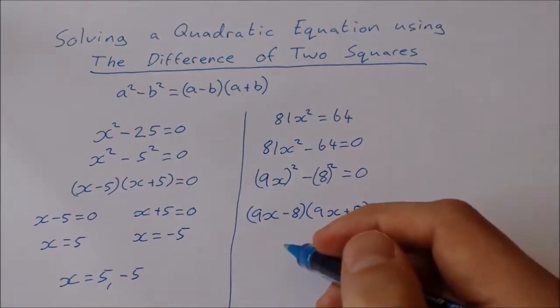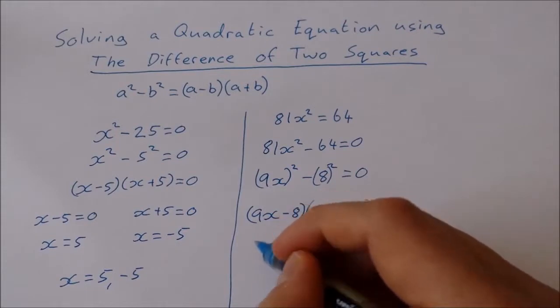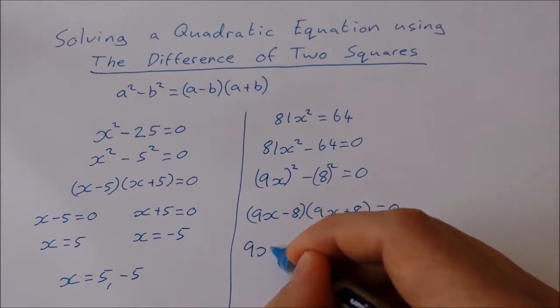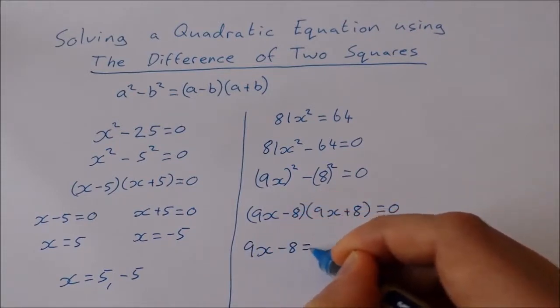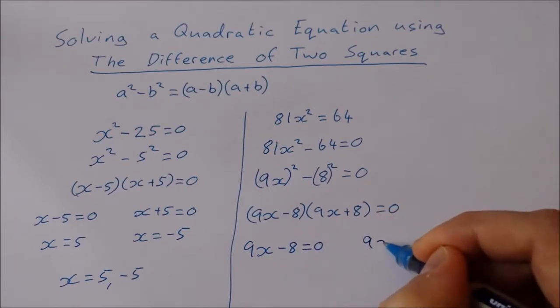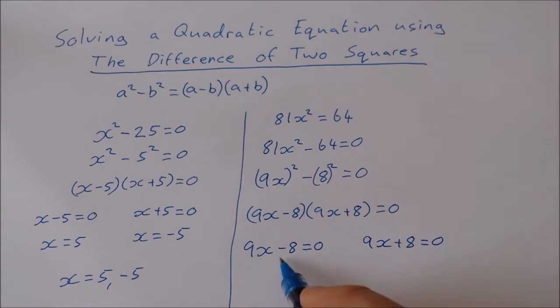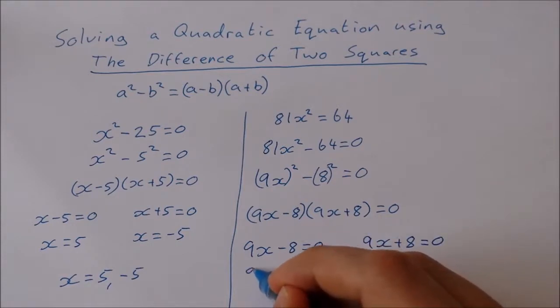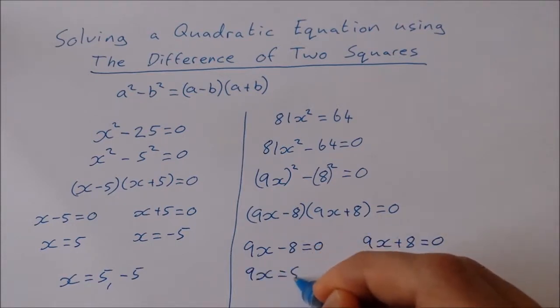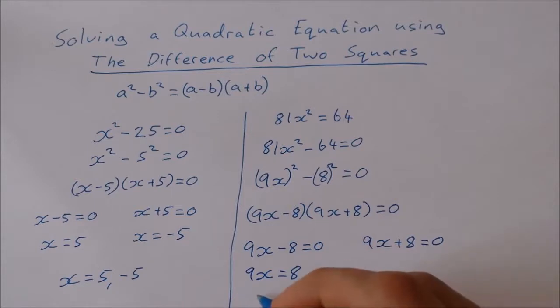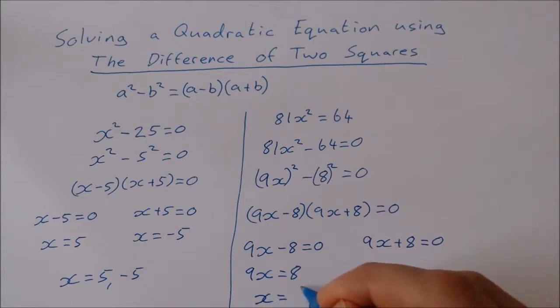Again, let each bracket equal to 0 individually. So 9x minus 8 is equal to 0 and 9x plus 8 is equal to 0. Add 8 to both sides. 9x equals 8. Divide both sides by 9. x is equal to 8 over 9.